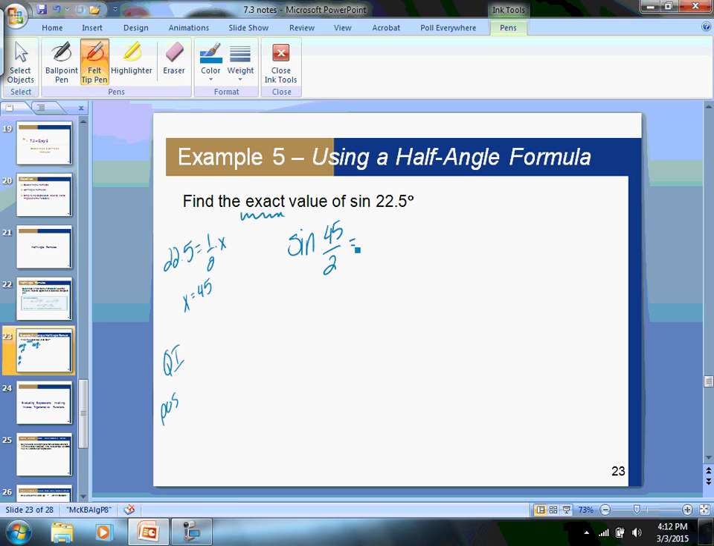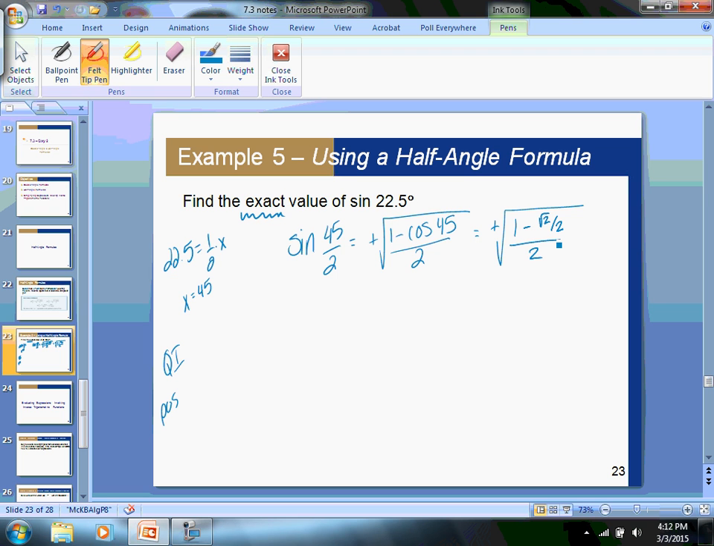Now I'm going to use that half angle formula for the positive sine value. So I want the positive square root of 1 minus cosine of 45, all over 2. The whole point of doing this is that I know what the cosine of 45 is. Cosine of 45 is square root 2 over 2. So now I'll have 1 minus the square root of 2 over 2, and that's all going to be over 2.